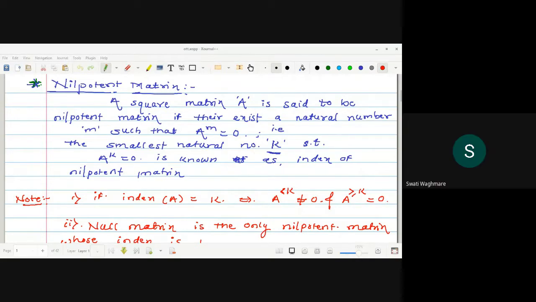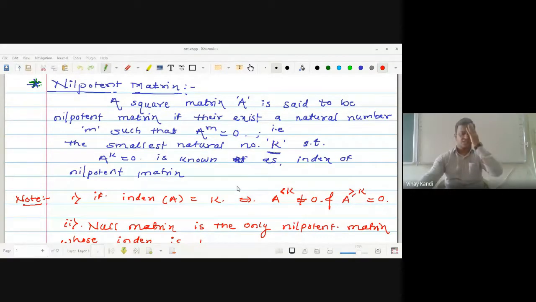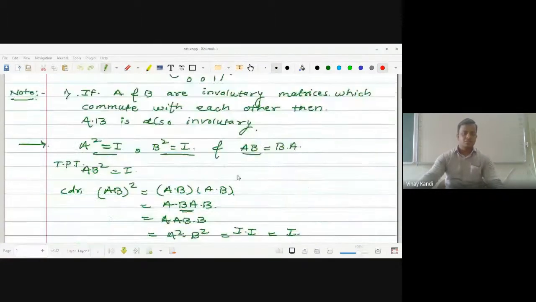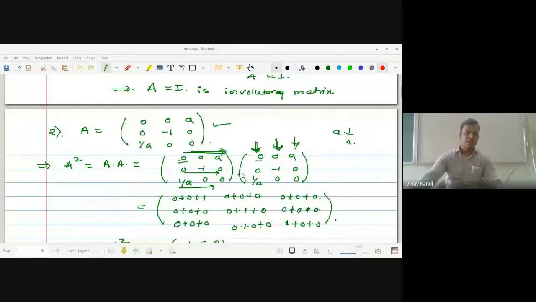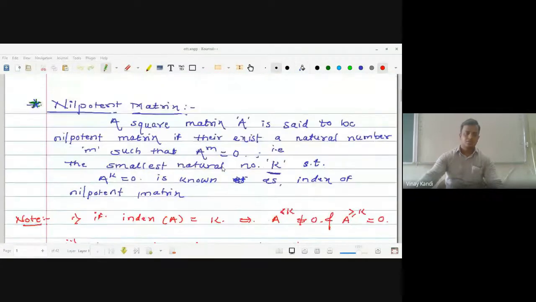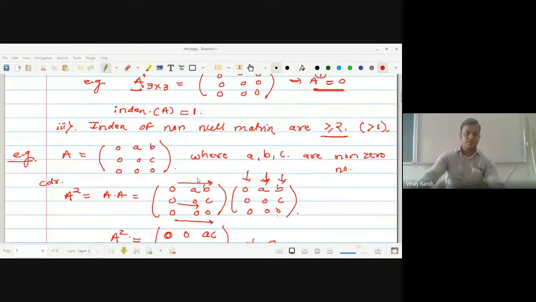Yes, sir, visible. Okay. In the previous lecture, yesterday, we saw the types of matrices: nilpotent matrix, involutory matrix, and idempotent matrix. This is the definition of nilpotent matrix. A square matrix A is said to be nilpotent if there exists a natural number m such that A raised to m is equal to 0. And we saw some properties of nilpotent matrix.